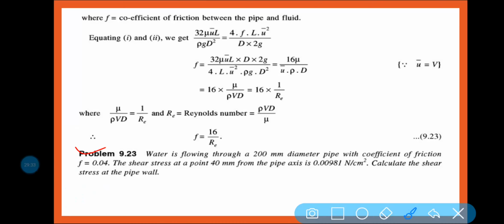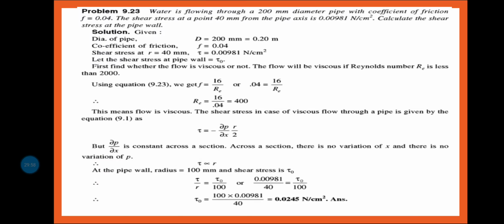So here basically one numerical is given. Water is flowing through a 200 mm diameter pipe with coefficient of friction 0.04. The shear stress at a point 40 mm from the pipe axis is 0.00981 Newton per centimeter square. Calculate the shear stress at the pipe wall. You have to calculate the shear stress at the pipe wall.